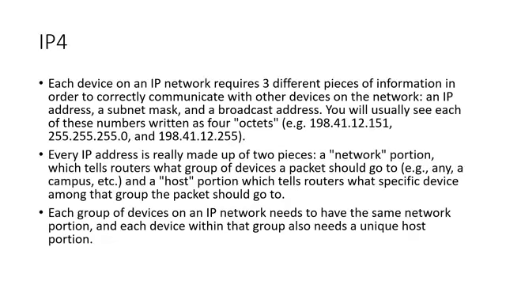Normally, IP addresses are written in four octets. So you may see a number like 198.41.12.151, and it comes with a subnet mask, 255.255.255.0. Now, every IP address is made up of two pieces of information.